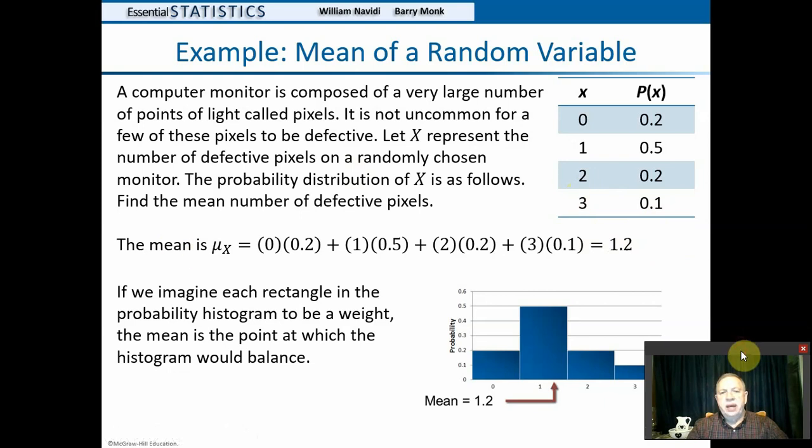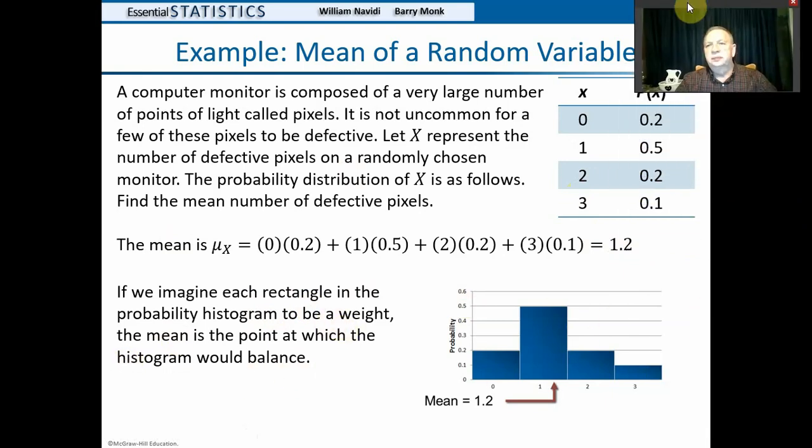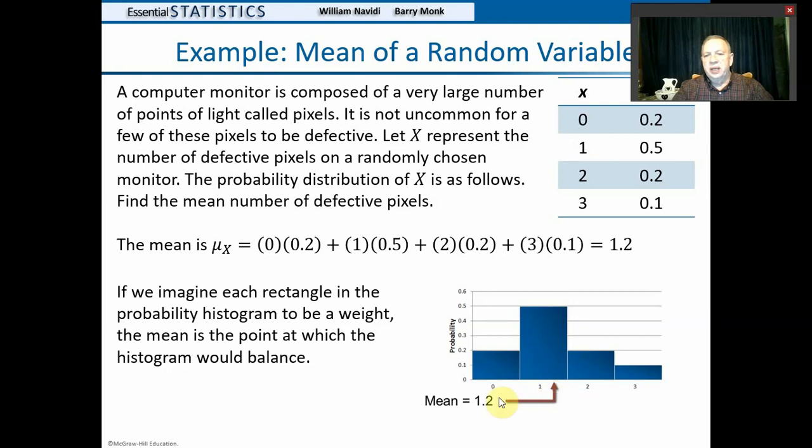So let's say if we imagine each rectangle in a probability histogram to be a weight, the mean is the point at which the histogram would balance. So right in there.